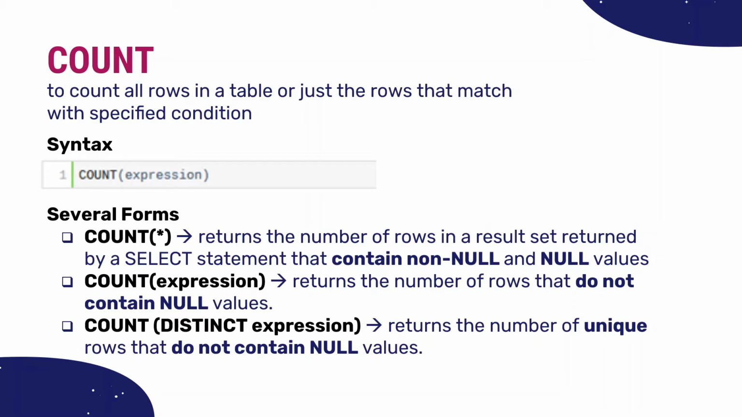And the second is count expression. This form returns the number of rows that don't contain null values. And the last, the count distinct expression, returns the number of unique rows that don't contain null values.